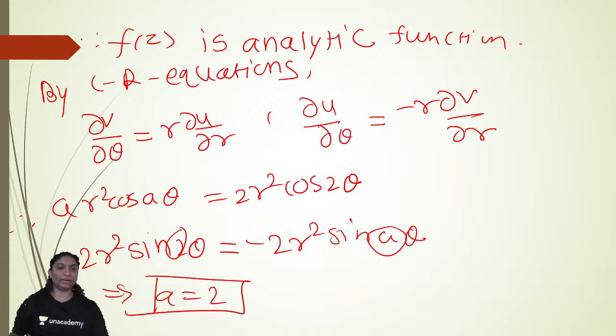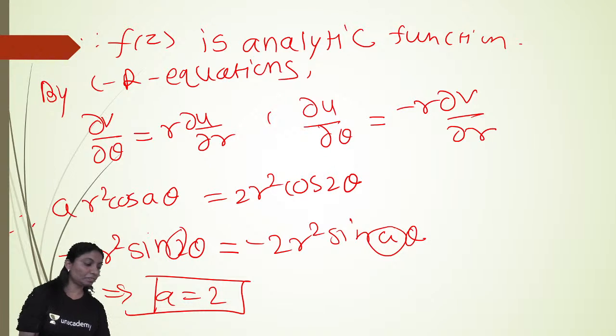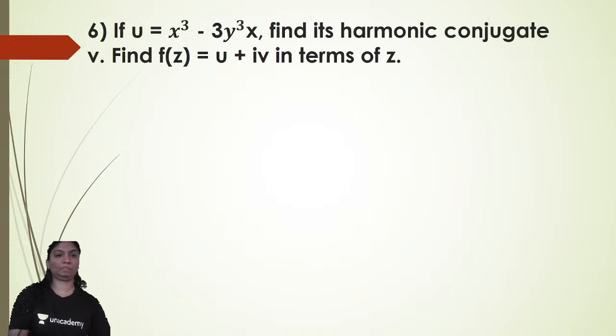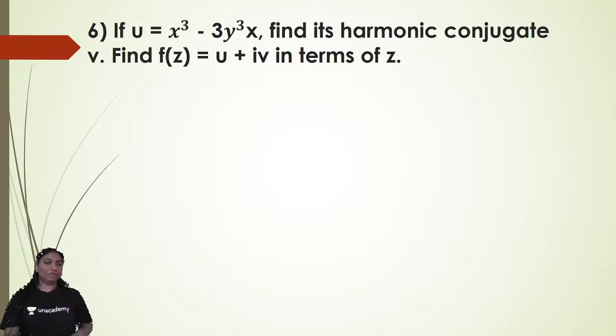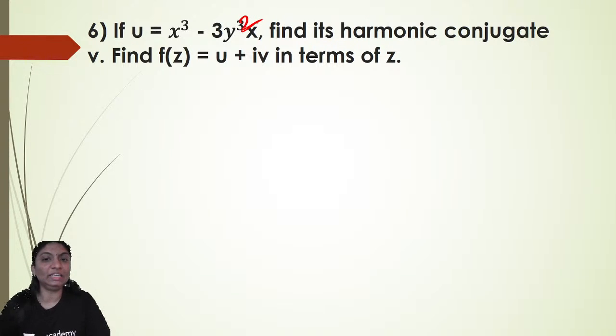Okay, so if f of z is an analytic function, then it must satisfy the CR equations, and by using this condition we can find the value of a. Now we'll see the next one, that is the sixth one. If u is equal to x cube minus 3y square x, find its harmonic conjugate v and find f of z in terms of u plus iv, in terms of z.